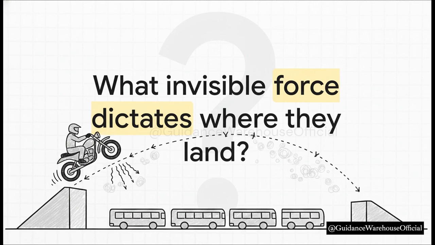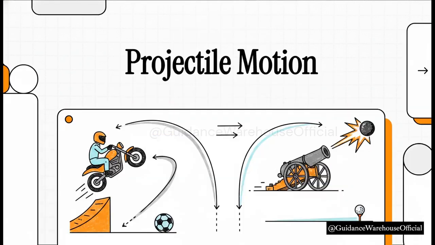Revving the engine in midair? That does absolutely nothing to change the path of the bike. The horizontal speed is completely locked in. From the split second they go airborne, their fate is dictated entirely by just one invisible force, pulling them down: gravity. And that invisible, perfectly predictable dance between forward momentum and downward pull, that's what we call projectile motion.